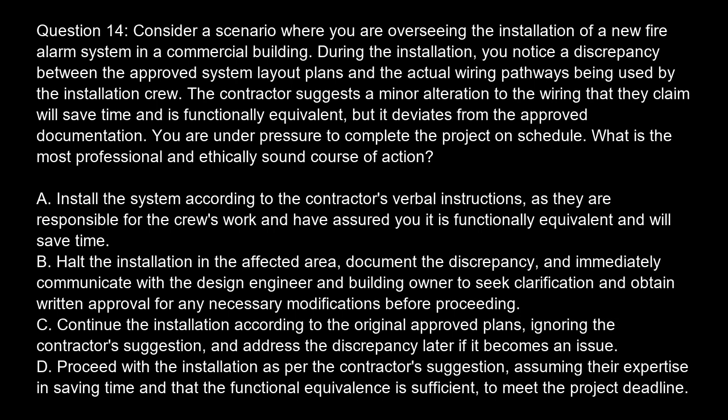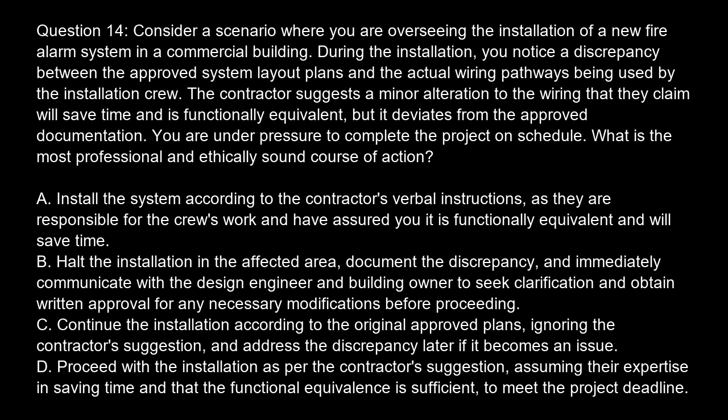Option A. Install the system according to the contractor's verbal instructions, as they are responsible for the crew's work and have assured you it is functionally equivalent and will save time. Option B. Halt the installation in the affected area, document the discrepancy, and immediately communicate with the design engineer and building owner to seek clarification and obtain written approval for any necessary modifications before proceeding.